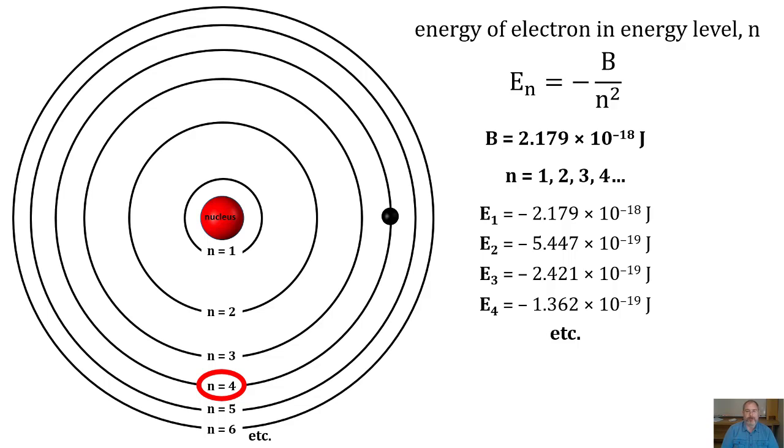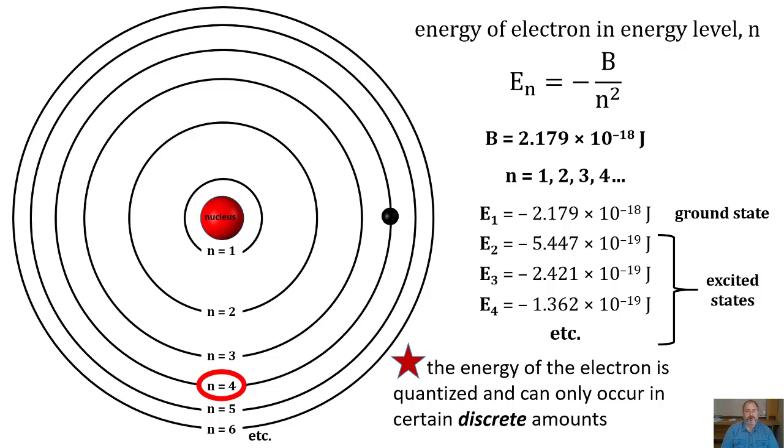Now one thing I want to point out here is that when the electron is in the lowest energy level possible, we call this the ground state. Whereas when the electron is in anything but the ground state, we refer to these as the excited states of the atom, or the excited states of the electron. And what we can see in this Bohr model is that the energy of the electron is quantized, and it can only occur in certain discrete amounts, based off of what energy level it's in. So in other words, since an electron cannot be between energy levels, it can only be in one energy level or another energy level, that means that the energy of the electron can only be certain discrete amounts. It can't be a continuous value.